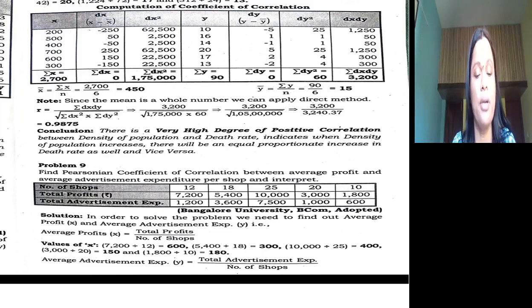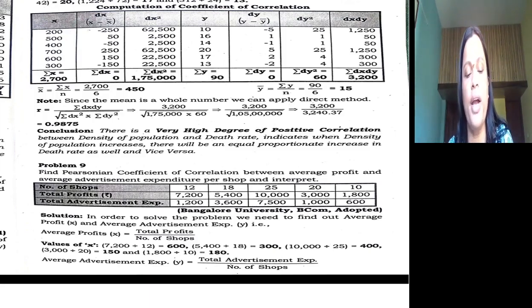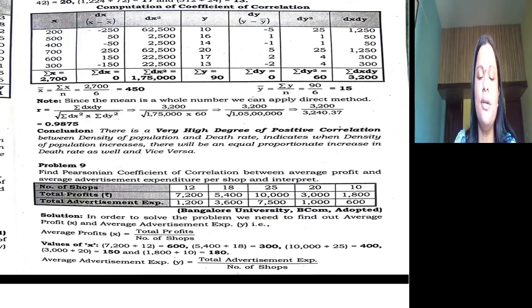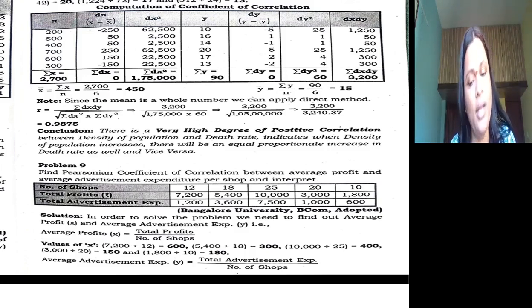This is the hint I am giving. Mind it well, you have to solve this problem. As per the printout, the notes which were given to you, problem number 9 you have to solve. In order to solve the problem, we need to find out average profit and average advertisement expenditure. Average profit is total profit divided by number of shops. They have given the value of x, which is average profit. You should calculate the value of y by dividing total advertisement expenses by number of shops. Then consider average profit as x, average advertisement expenditure as y, and calculate the Karl Pearson correlation coefficient.